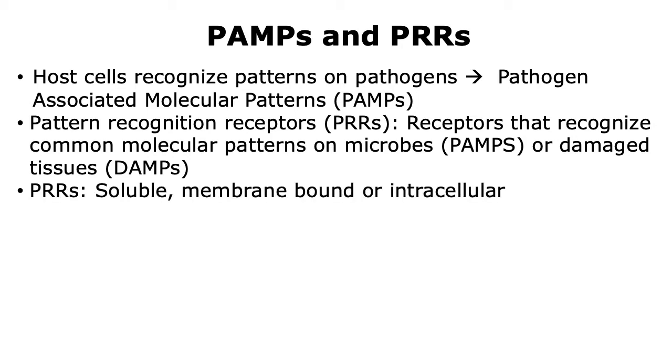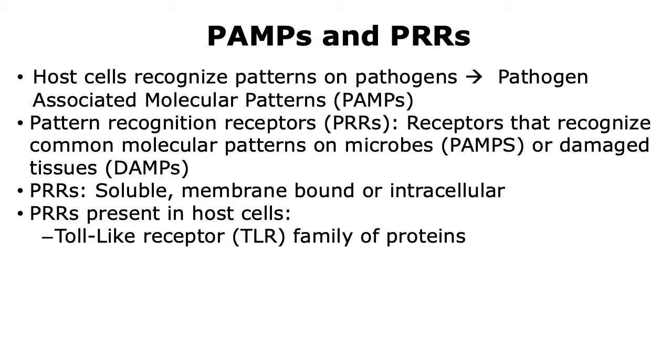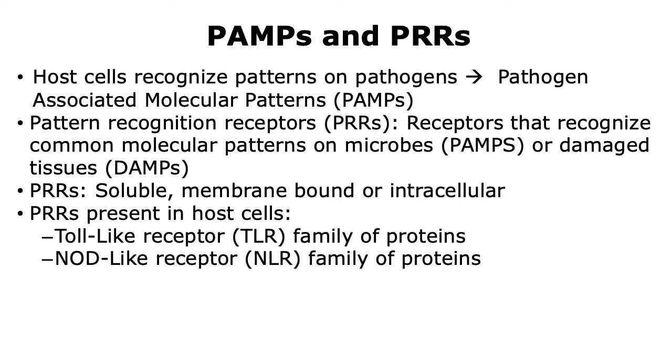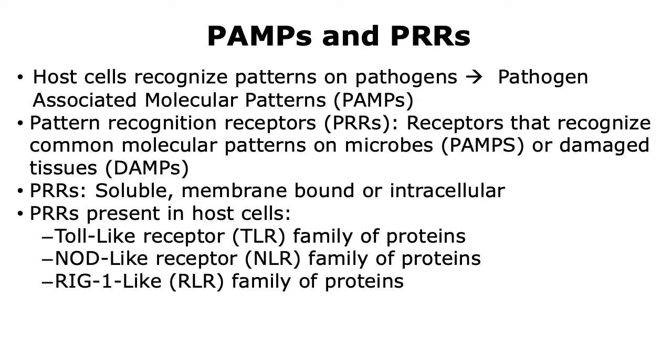The pattern recognition receptors can be soluble molecules like ficolin or mannose-binding lectin, but they can also be membrane-bound or intracellular molecules. The pattern recognition receptors that are present in host cells come under different families. Some come under the toll-like receptor or TLR family of proteins, while others come under the NOD-like receptor or NLR family of proteins. We do have pattern recognition receptors that belong to the RIG-1 family of proteins, as well as the STING family of proteins.